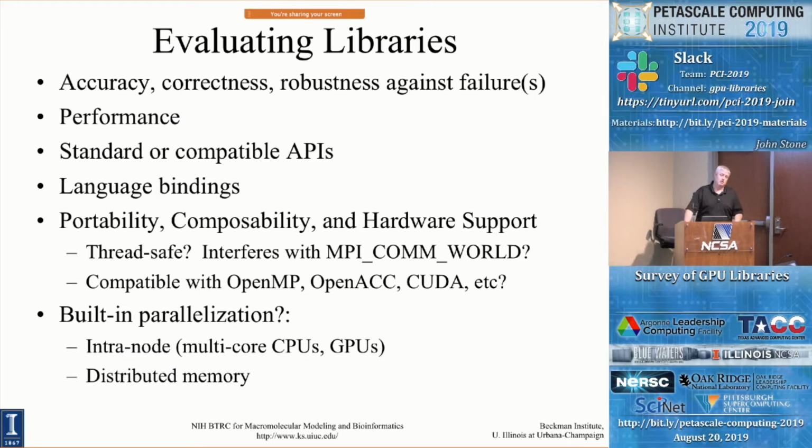Or you have a library that has some internal static data or global symbol that is, again, an undocumented detail of implementation that you won't find out about until something bad happens. In the modern context, are these libraries compatible with your other compiler directive systems like OpenMP or OpenACC?